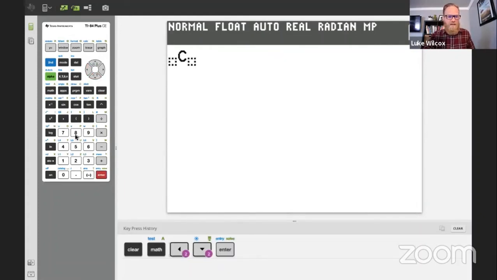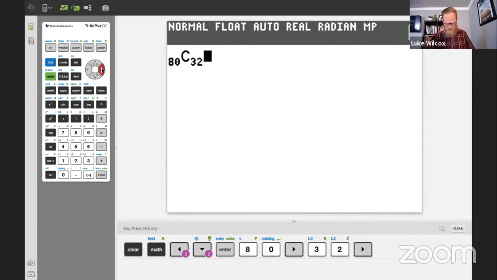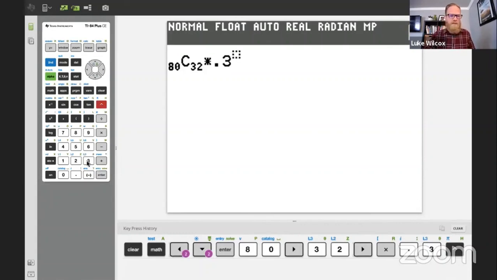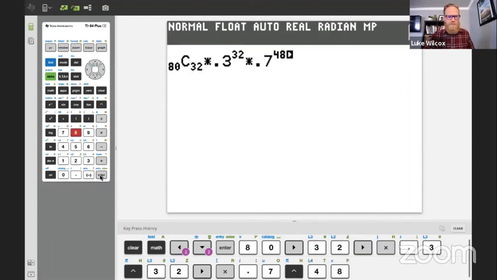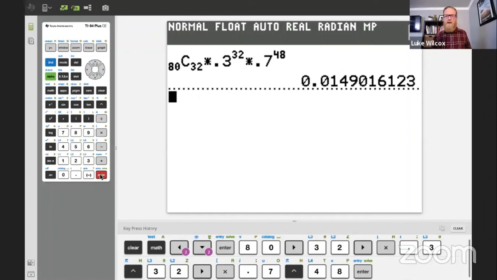And for us, n, there are 80 trials total, and we want 32 successes. So you're going to do 80 choose 32. And then we want to multiply that by the probability of success, which is 0.3, raised to the number of successes, which is 32, times the probability of failure, which is 0.7, raised to the number of failures, which we know is 48. And we have our final answer here, which looks like it's about, let's say, 0.015 would be the value that we're getting here.